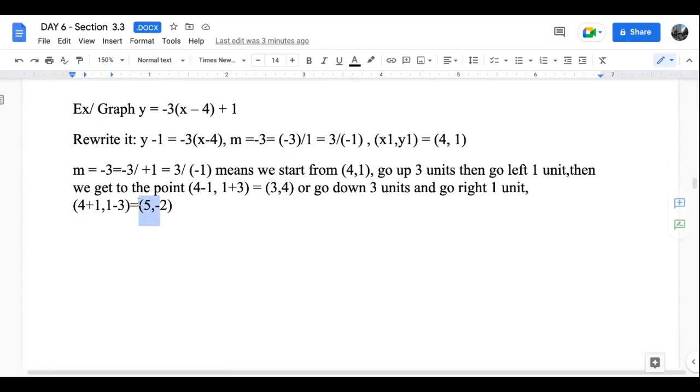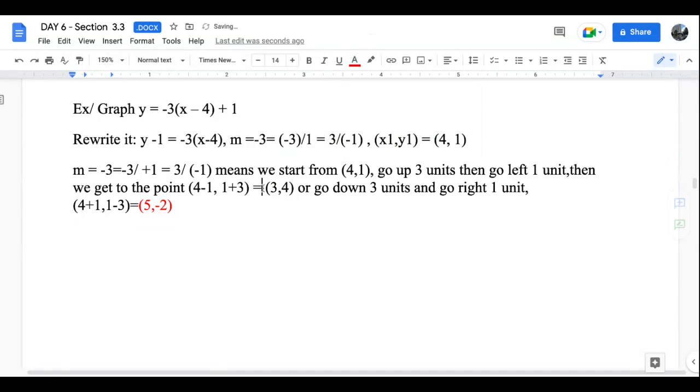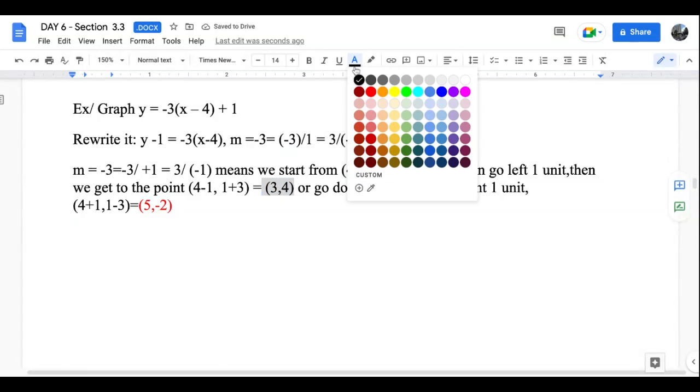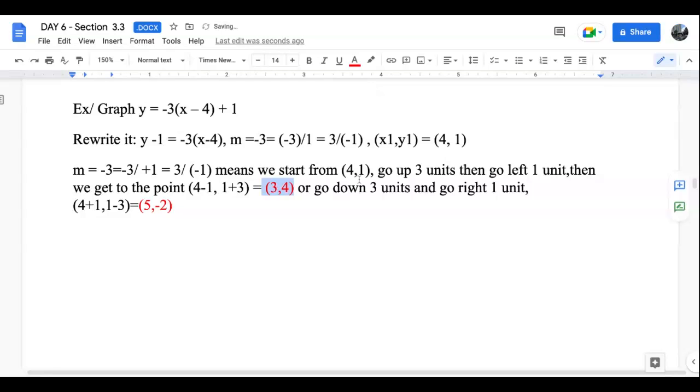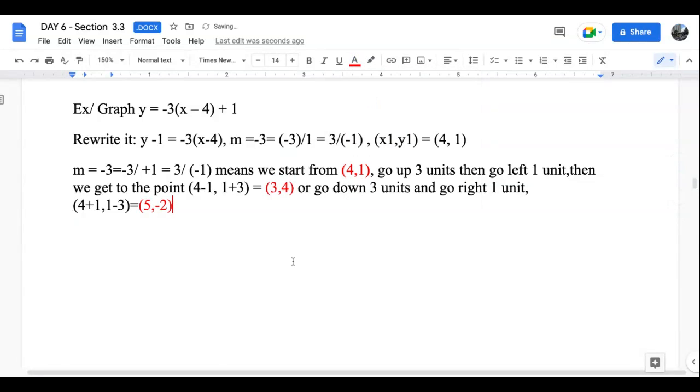So these 3 points should be on the same line. Should be on the same line, because how many points are on the line? Infinitely many points. Right? We just choose to work with these 3. With these 3, we can draw a graph of this equation. Anyone has any questions?